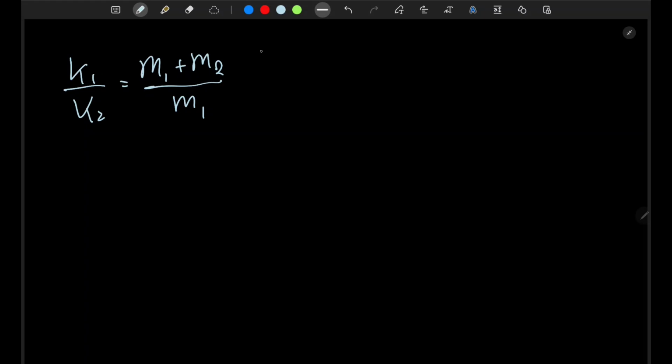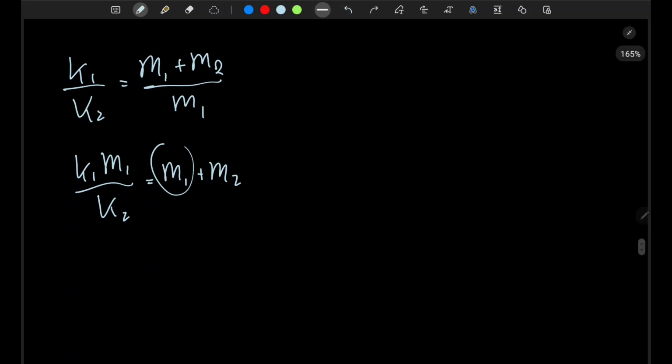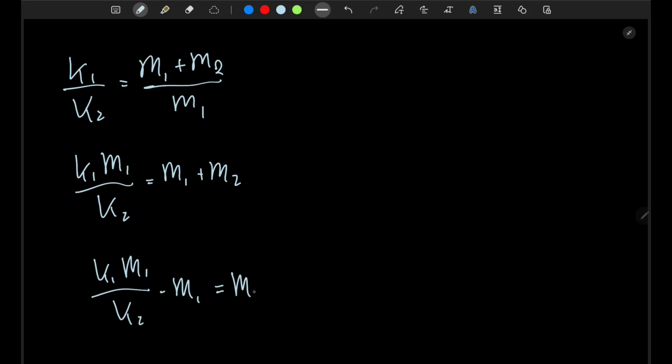Okay, here's another equation, and let's say that we want to solve for m2. So first, let's take this m1 and push it up. So we have k1 multiplied by m1 all over k2 is equal to m1 plus m2. And now we can take m1 here, push it over, and make it negative. So then we are left with k1 m1 over k2 minus m1 is equal to m2. And there you have it.